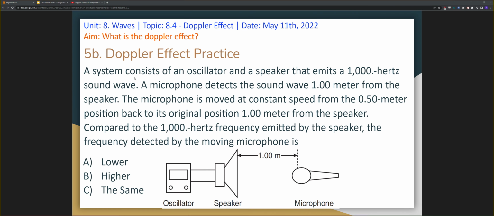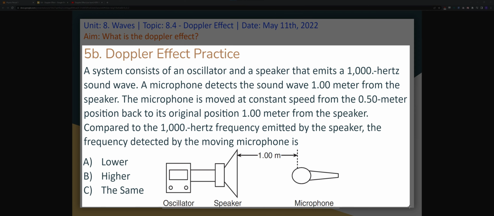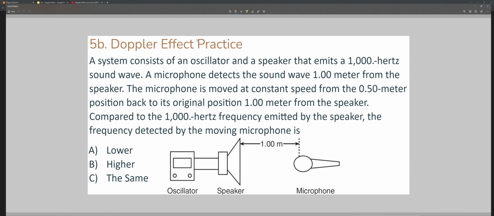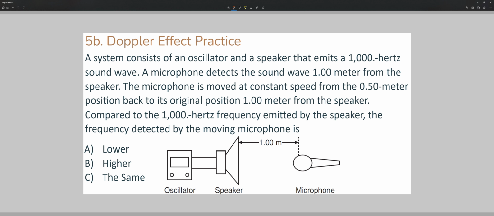All right, let's do this one. Again, pause if you want to solve this yourself. So the system contains a speaker, and the most important part of this question is not the 1000 hertz frequency emitted by the speaker. The most important part is this one: the microphone is moved at constant speed from the 0.5 meter position, which is over here, back to its original position 1 meter from the speaker. So you're moving away from the speaker.